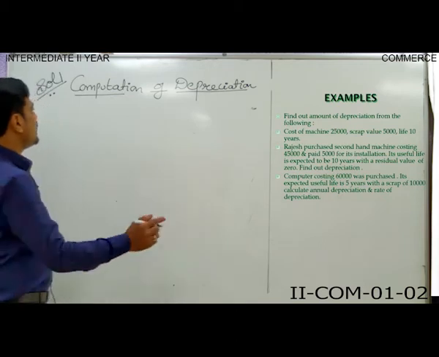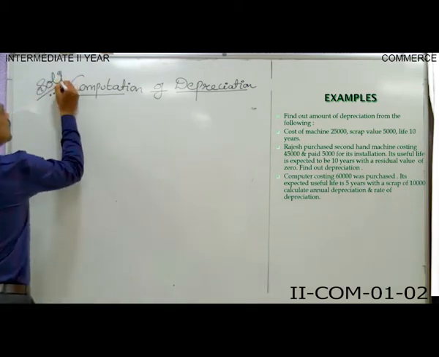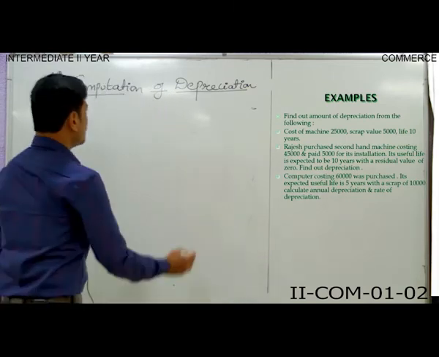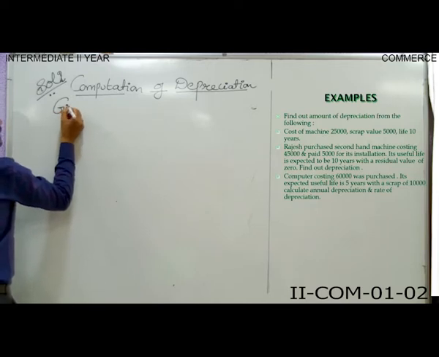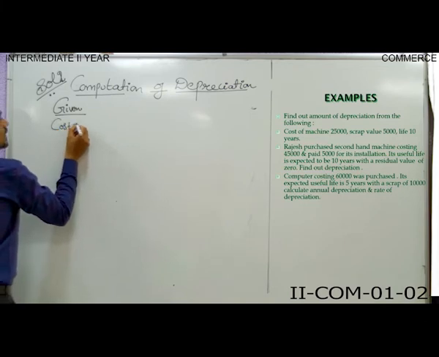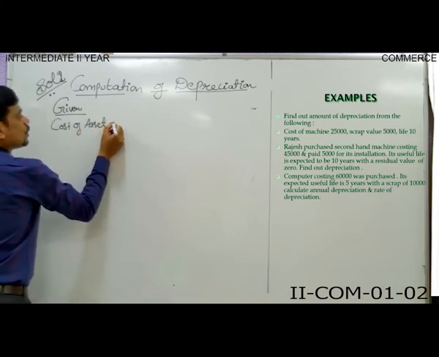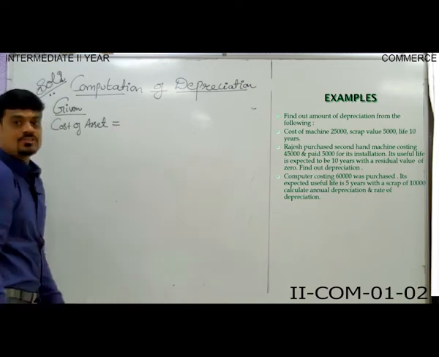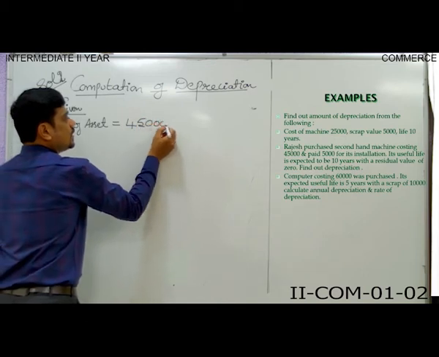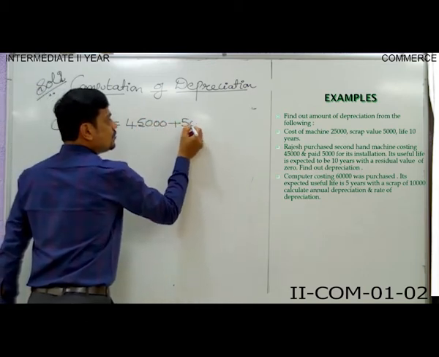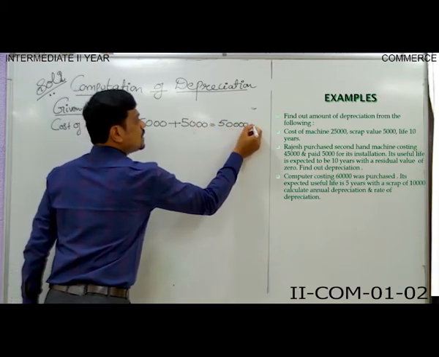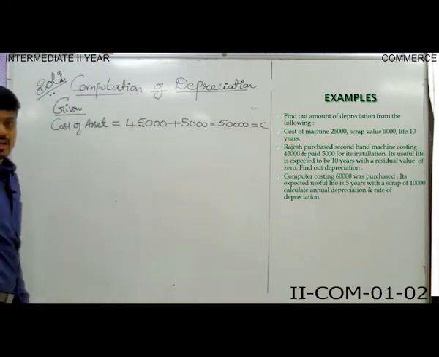So again, the same we will do. Solution number 2. Again we'll write given. What is given now? We are given the cost of asset. Here, be careful. What is the cost of asset? They told we bought the machinery for how many thousands? 45,000. And how much have we paid for installation? 5,000. So the total cost is 50,000. That is C, cost of asset.